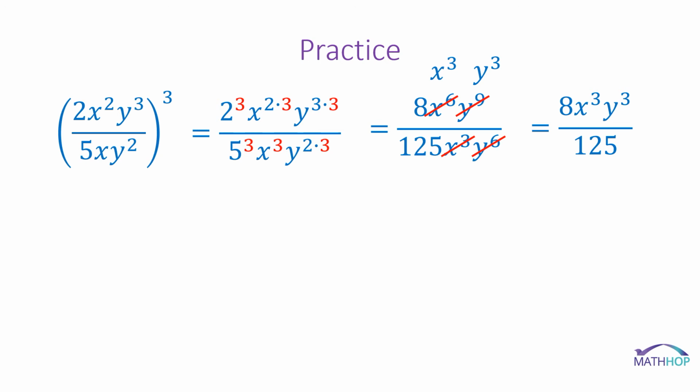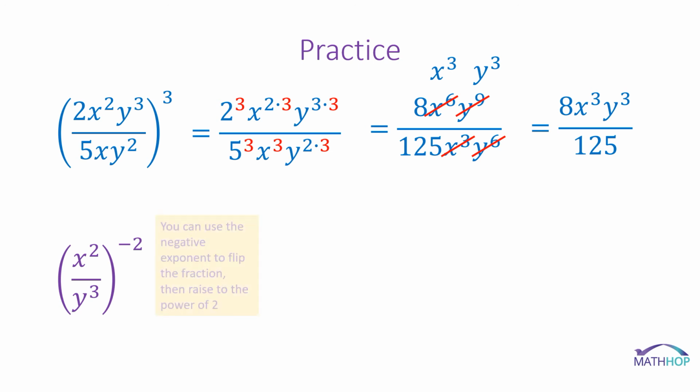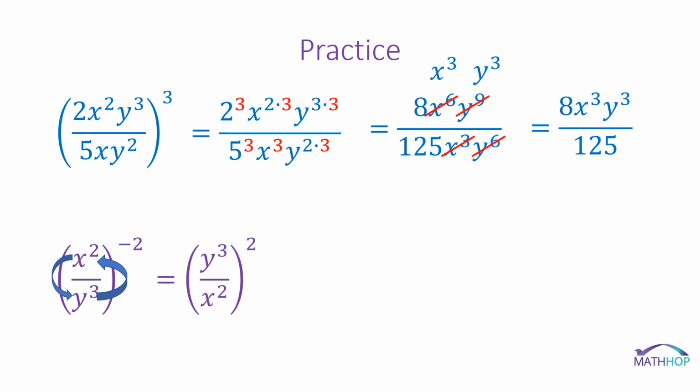One more, and then we are done. We have x squared divided by y cubed, all raised to the -2 power. This is where I want you to use the negative exponent to immediately flip the fraction and then raise it to the power of +2. So let's do that. We are going to flip. X squared comes to the denominator, y cubed goes up to the numerator, and when we do that, our exponent is positive, because remember, the negative exponent was a reciprocal. It told us to flip the fraction.